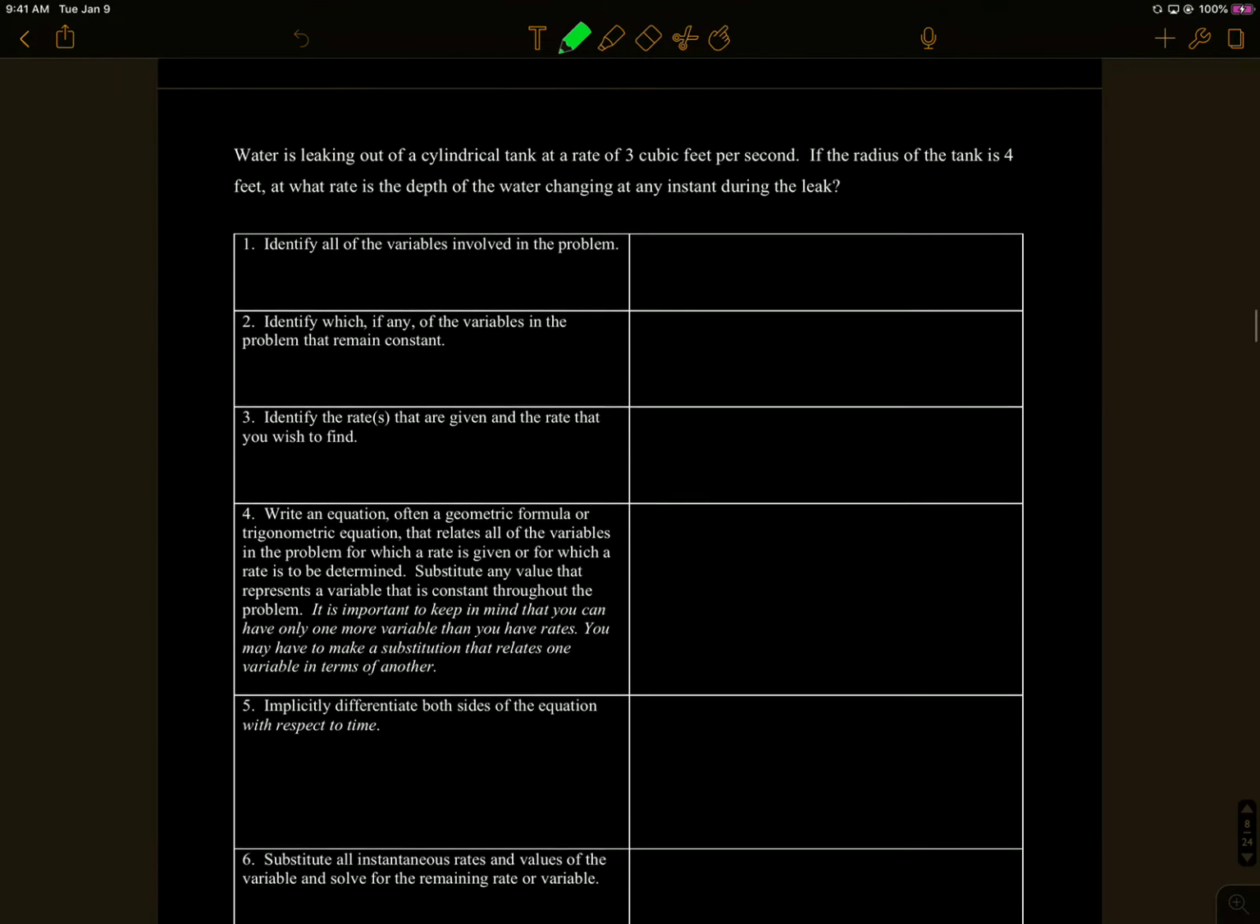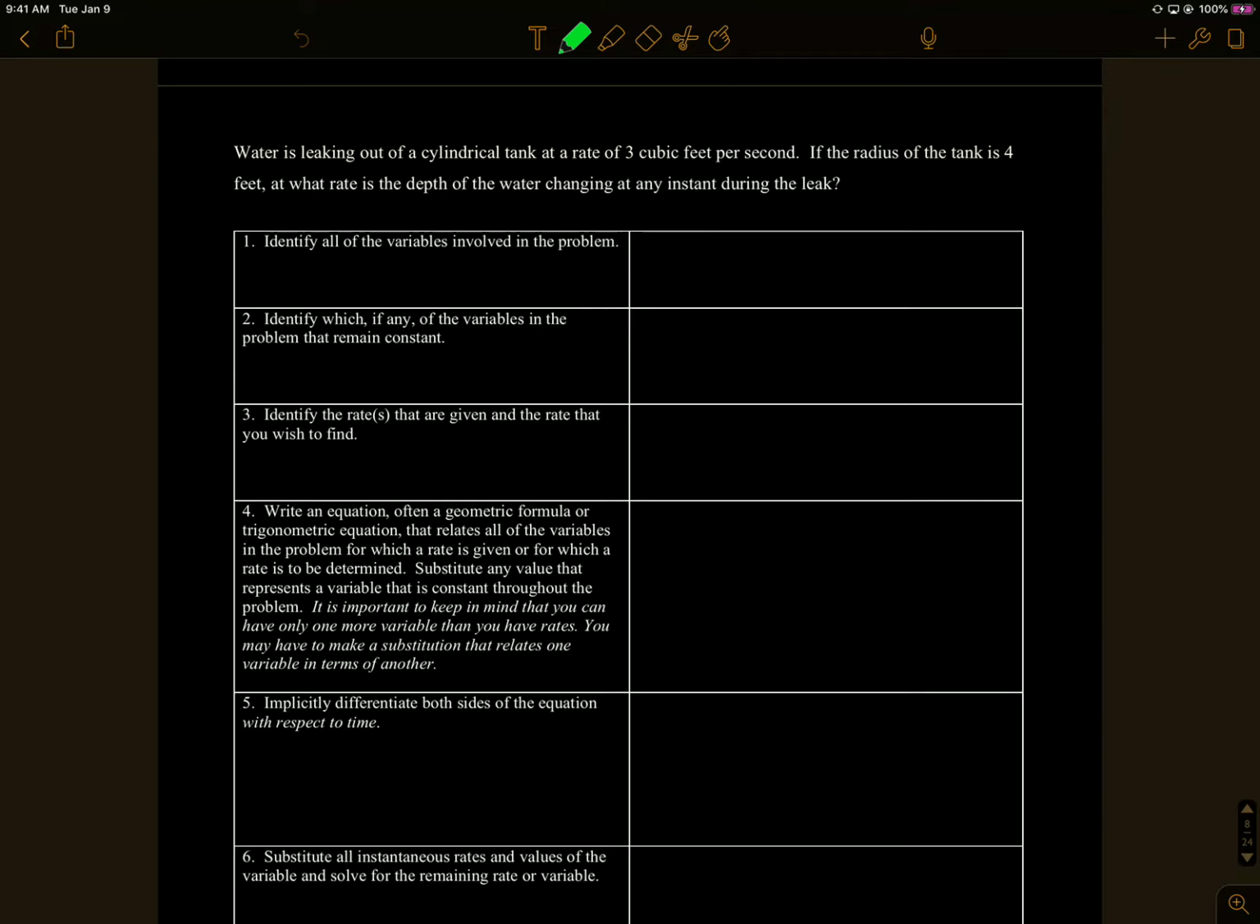This one we have a container or a tank in the form of a cylinder. We've got a cylindrical tank here, and it's leaking water out at a rate of 3 cubic feet per second. And they say that the radius of the tank is 4 feet, so we're going to draw a picture here.